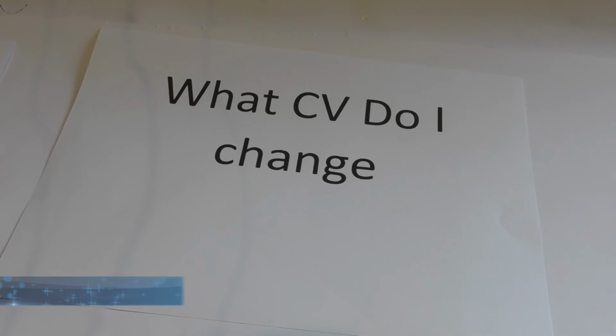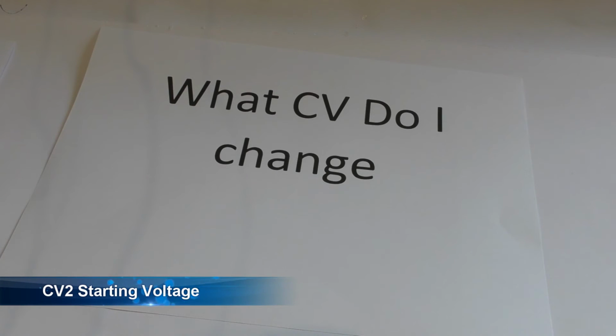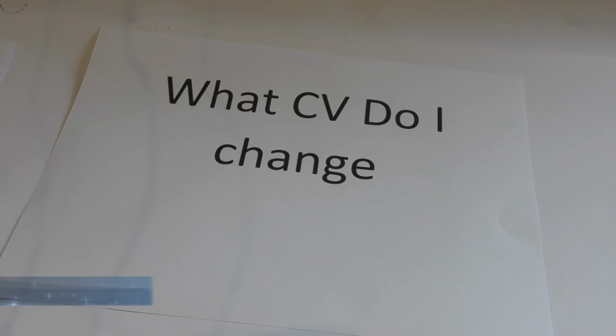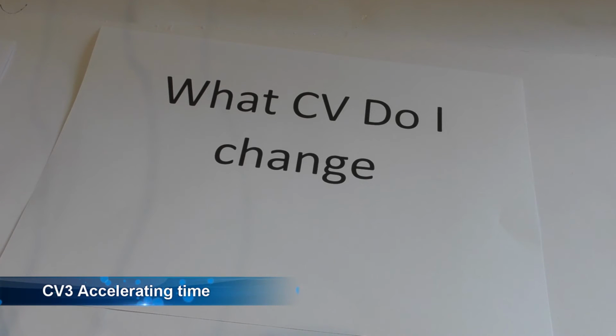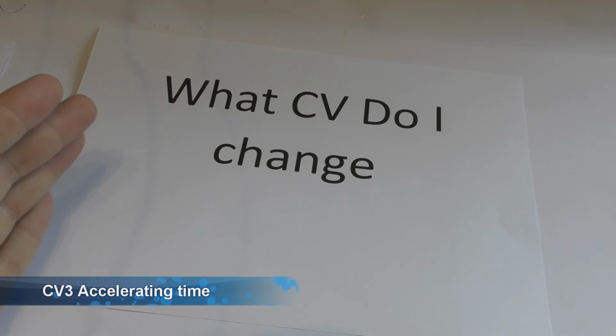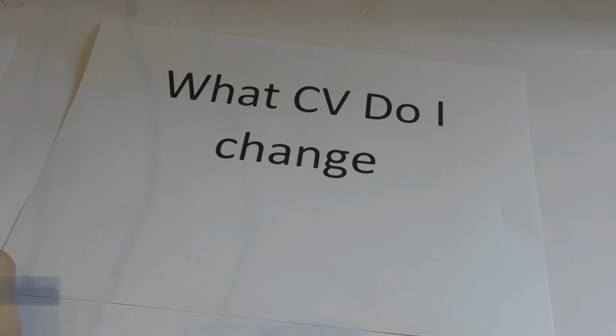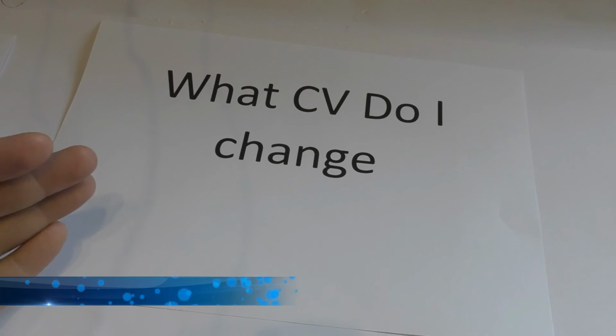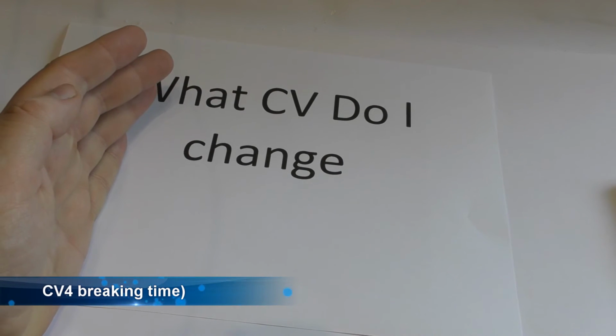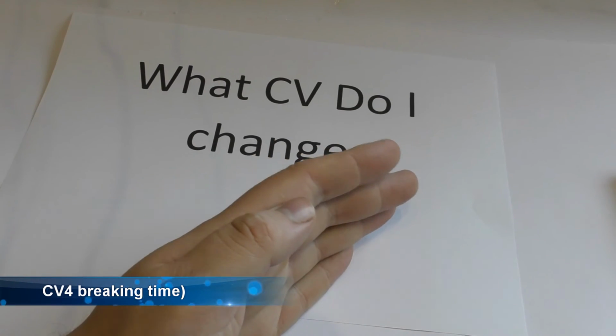So we're going to have CV number 2, which is the starting voltage. So this is how much voltage it takes for the train to actually move off. Then you have CV number 3, which is acceleration. So this is how long it takes for the train to get from one speed to the next speed. Next one is braking time, which is how long it takes to stop from one speed to the next speed.